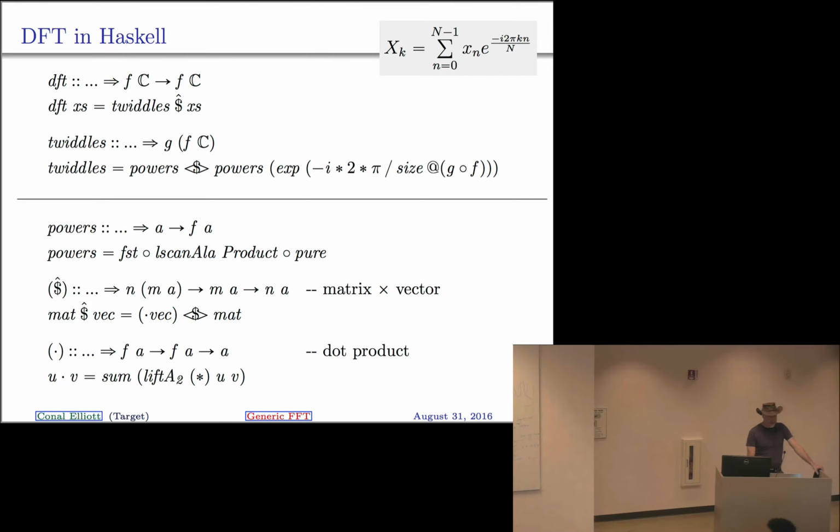Now how do we form the matrix, so to speak, of twiddle factors, as they're called? That matrix is going to be a kind of vector of vectors, and that's the G of F here. So you can get G as the rows, F as the columns.